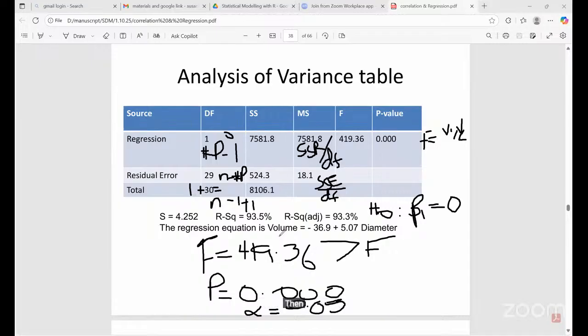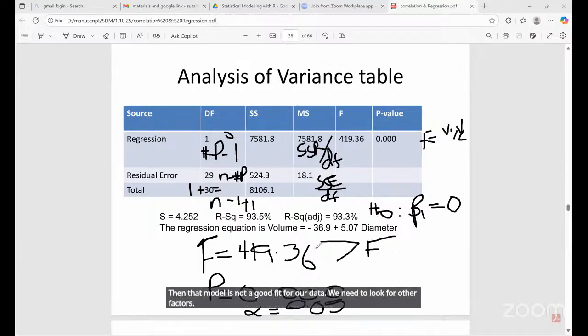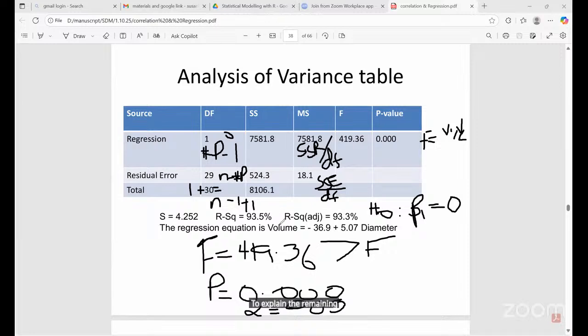Then we also look at the R squared. It's 93.5%. We are going to say that the amount of variability explained in volume by the regression model is 93.5%. So most of the variability has been explained in volume. If our R squared was less than 70%, then that model is not a good fit for our data. We need to look for other factors to explain the remaining 30% or more.